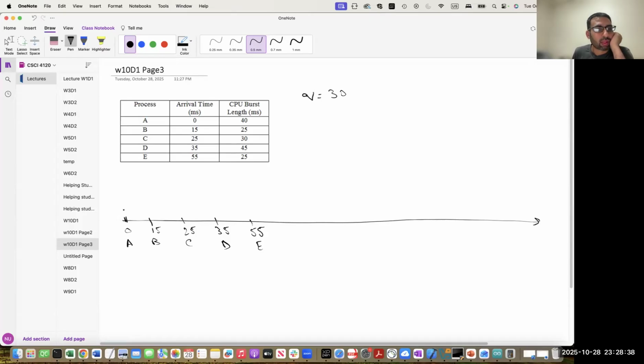So A runs for 30 time units, from 0 to 30, right? I'm also making the ready queue here. The ready queue at time 0 is only A, right? Now the ready queue at time 30: I have B, C, and A, right? Everyone with me?